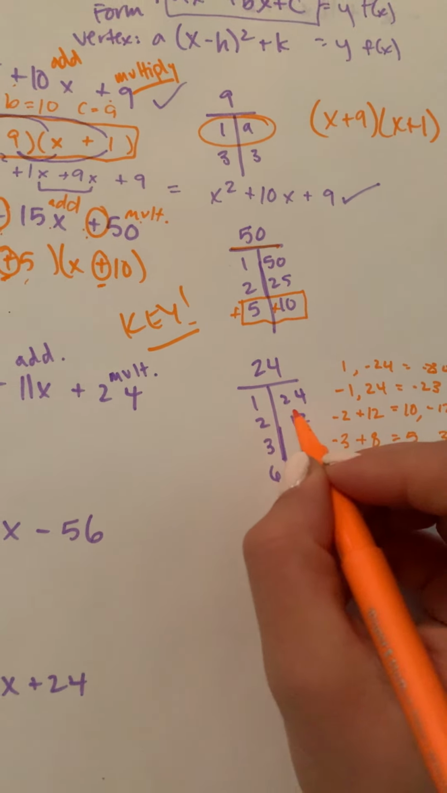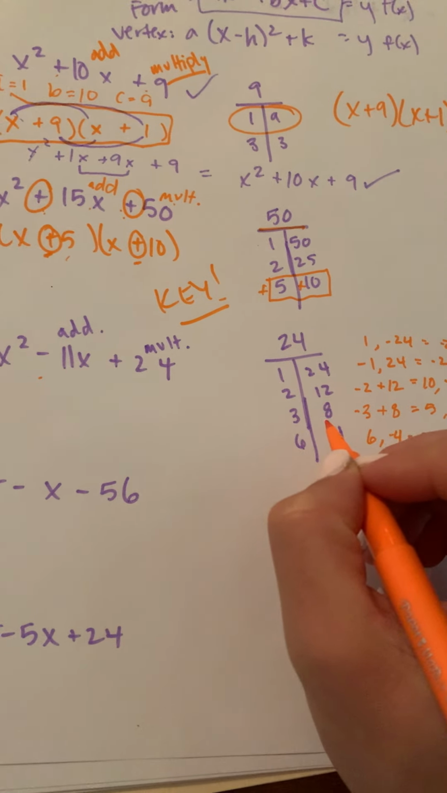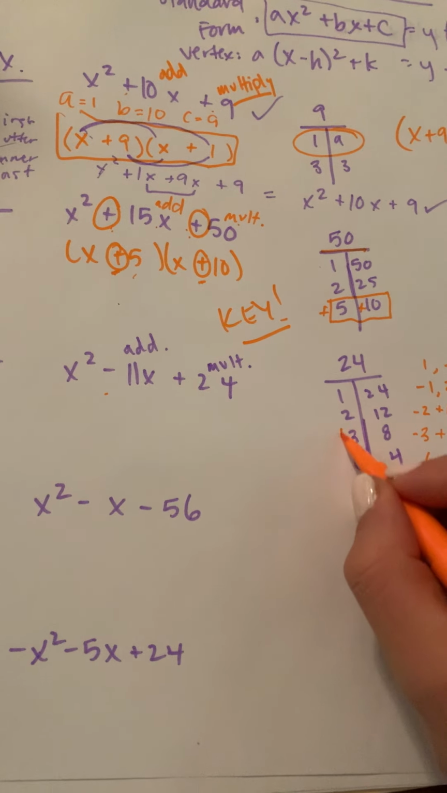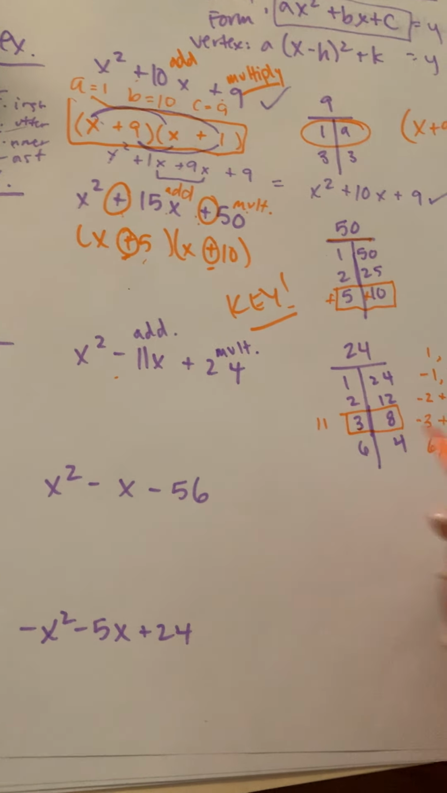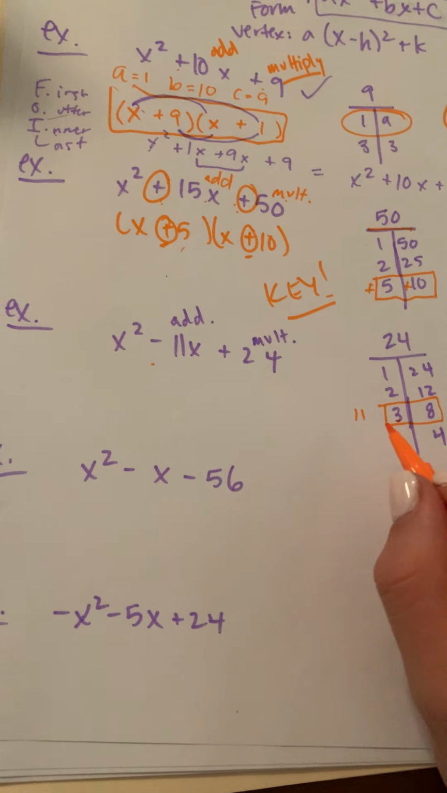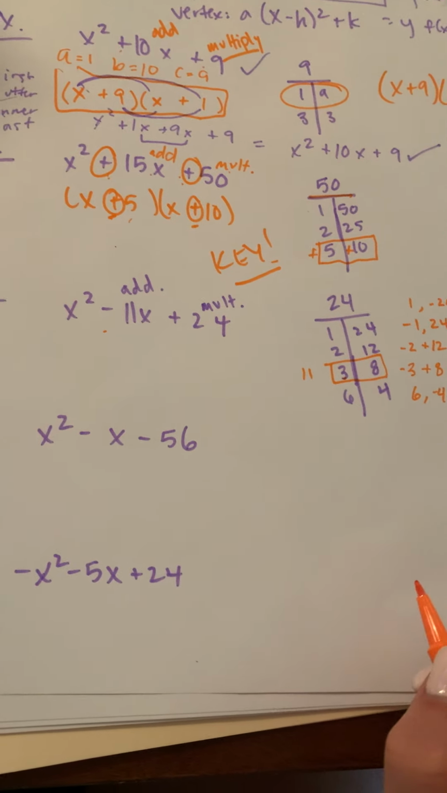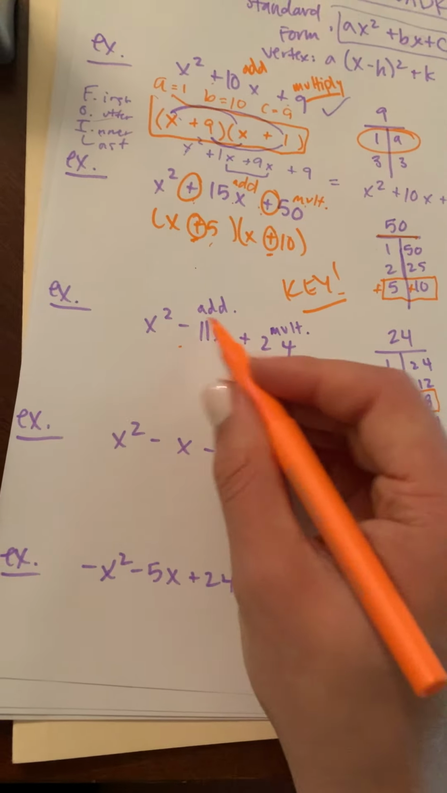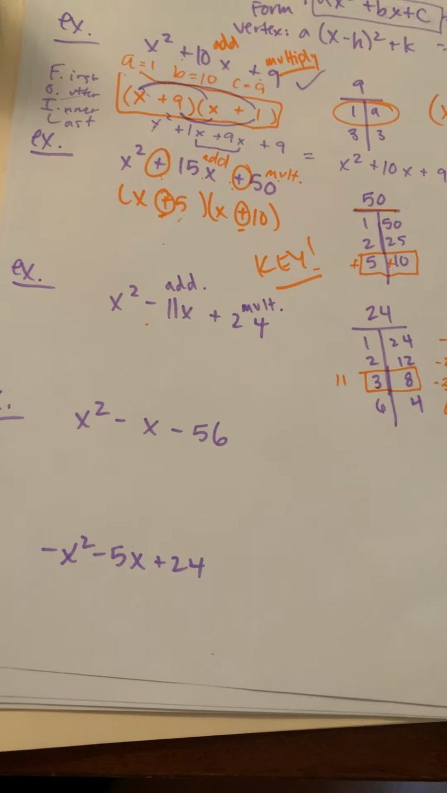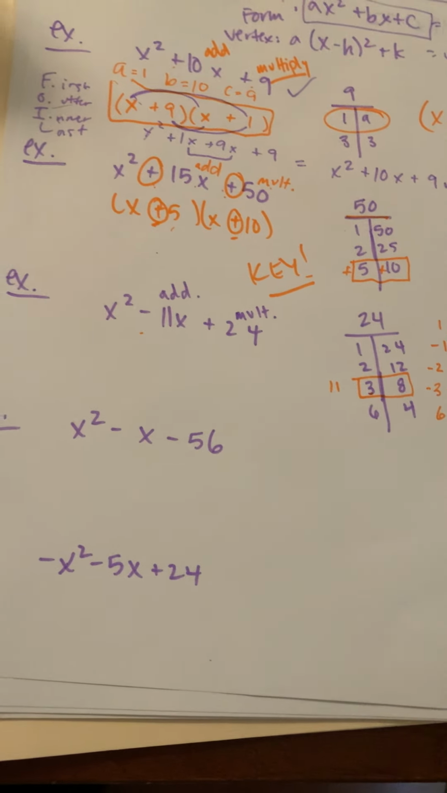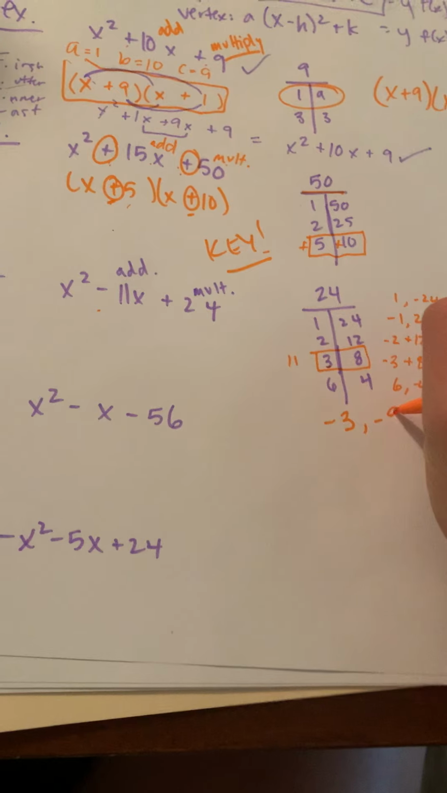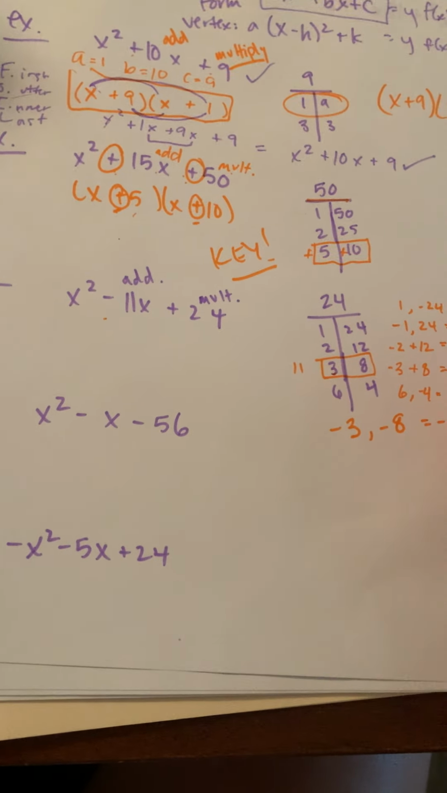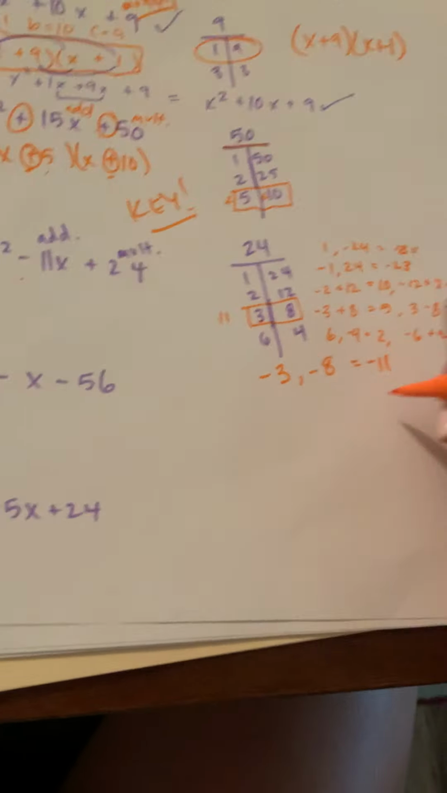If we have them both positive, it'd be 24, 14, 11. Hey, 3 plus 8, that's 11. How would I get minus 11 with 3 and 8? We're so close. We have the right number. We just don't have the right sign. What if I do minus 3 minus 8? That would get minus 11.